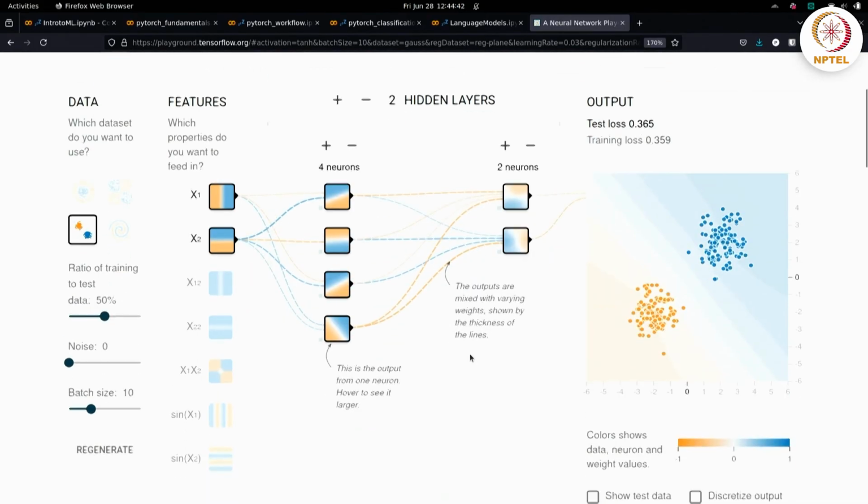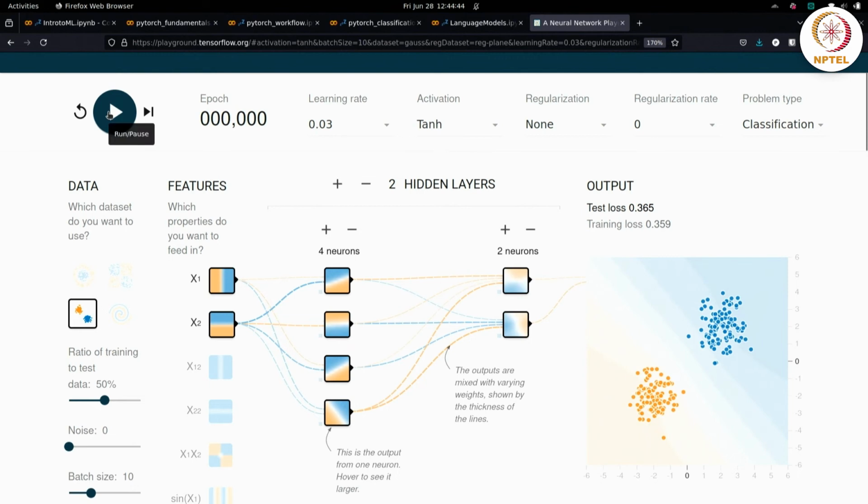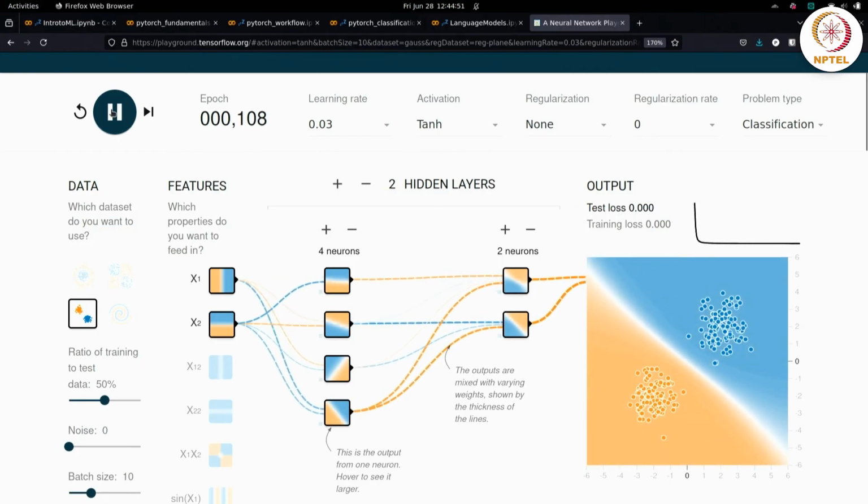Yeah. And once you hit the play button, the network will start training. Right? So let's just click on that. Let's just pause here. The color of the background is indicating that if I give a new sample, some x1 and x2 values, and it falls in this yellow region, it will be classified as yellow. If it falls in this blue region, that sample would be classified as blue, right?